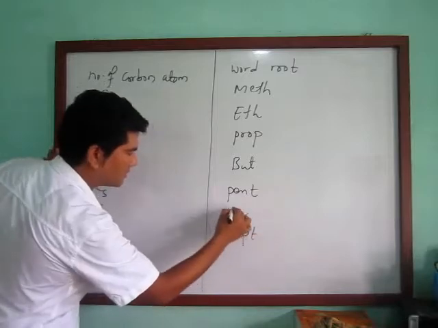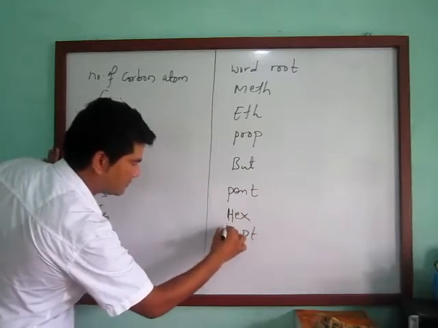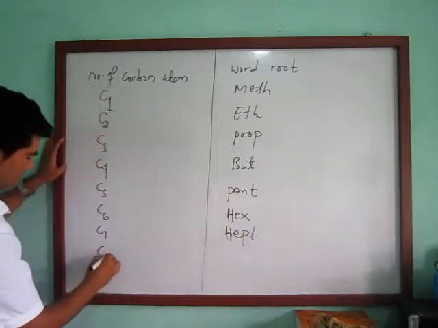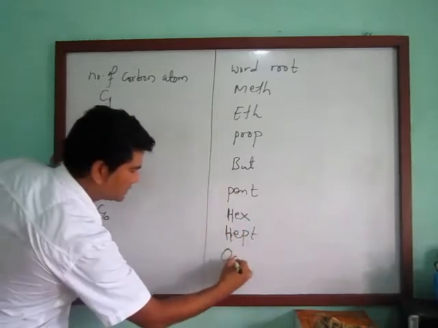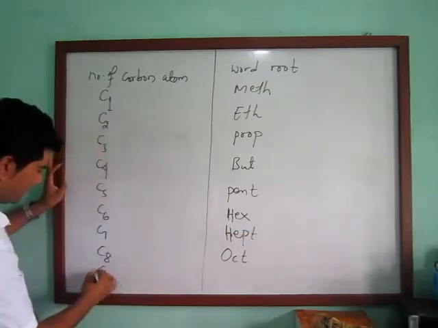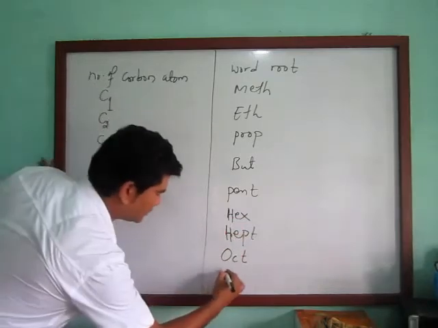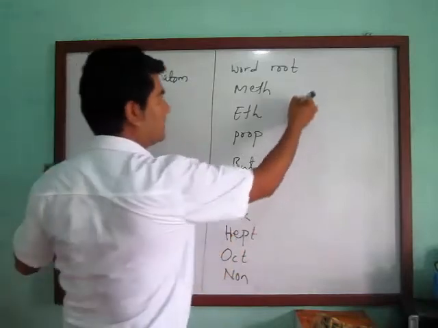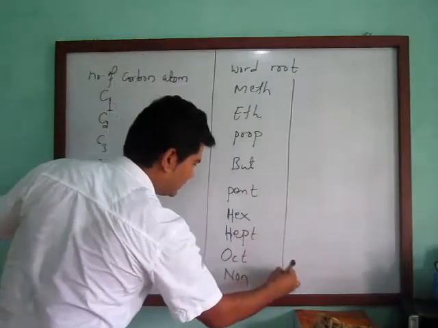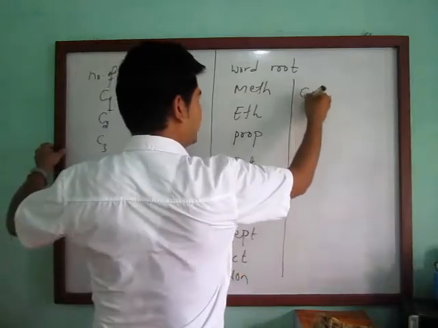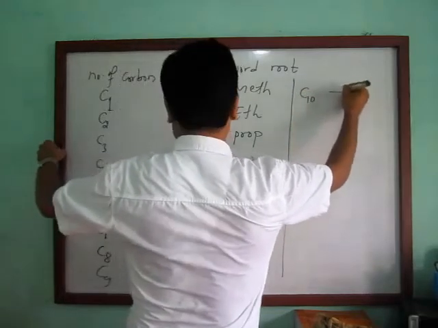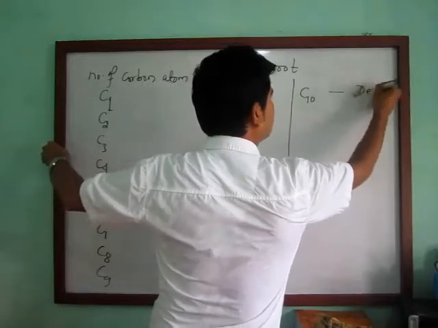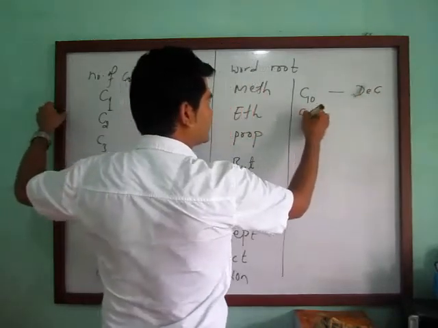Hept, okay, H. I want to write here in a capital letter, HEPT, hept. Similarly, for C8, OCT, oct, and C9, you should use NON, non. Similarly, for C10, you should use DEC, dec, and for C11, undec.